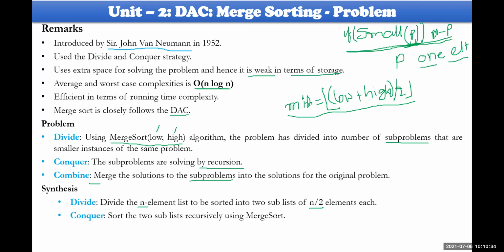Then conquer, in the sense, means this will be recursively solved by using the merge sort operation. I mean, there is a function which we have to define as merge sort. This merge sort will be recursively called a number of times, and combine, in the sense, two sorted sublists are merged together and produced as a sorted main list. This is the actual synthesis going on in the merge sorting technique.